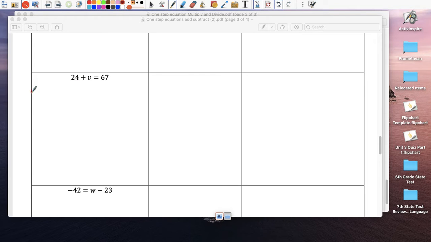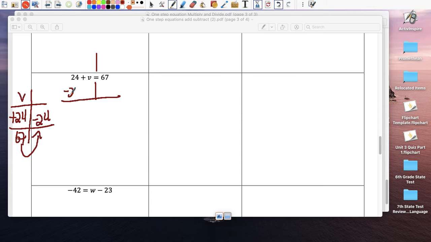My variable is v. I'm adding 24, and that is going to give me 67. The inverse operation of addition is minus 24. Minus 24 over here. Minus 24 over here. 24 minus 24 is 0. V comes down, right? Equals, and 67 minus 24 is 43.